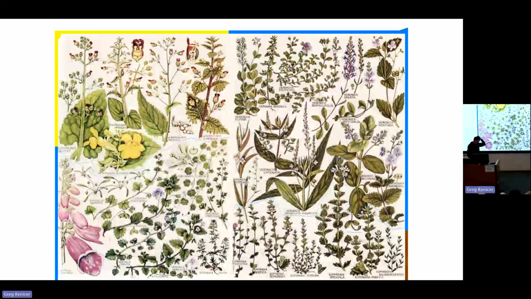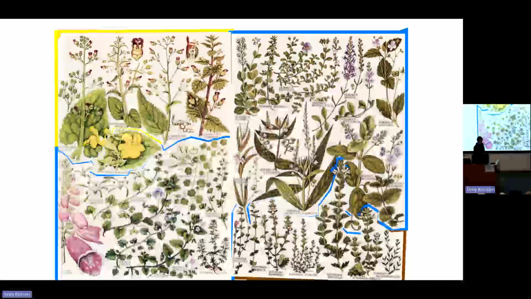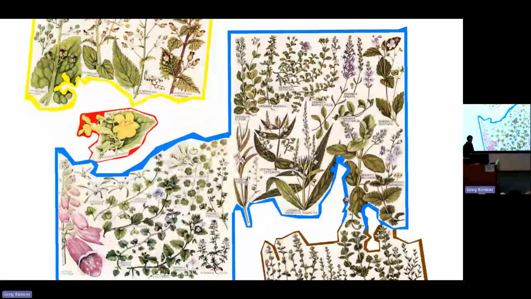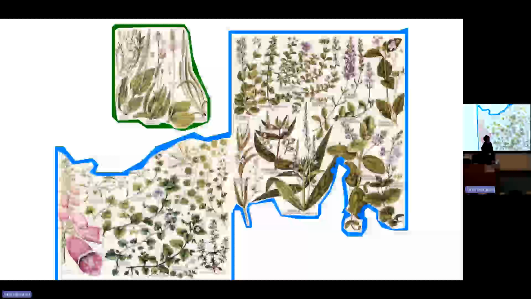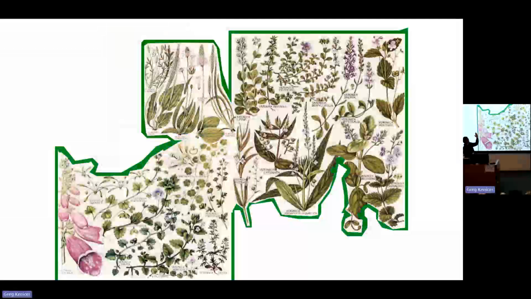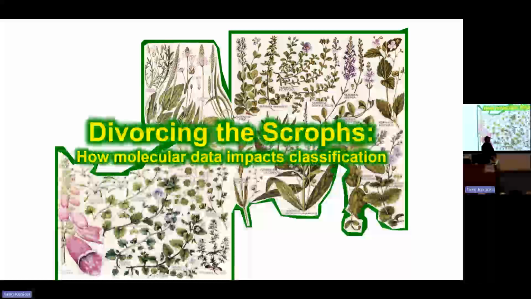And then, in the last couple of decades, this happened. They were shattered into different groups, and then to add insult to injury, the plantains were stuck onto them. So the title of my talk is Divorcing the Scrophs, How Molecular Data Impacts Classification.